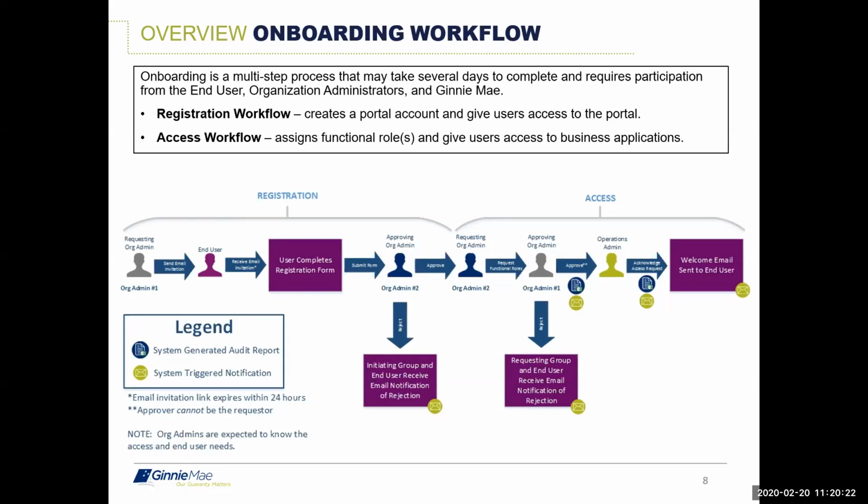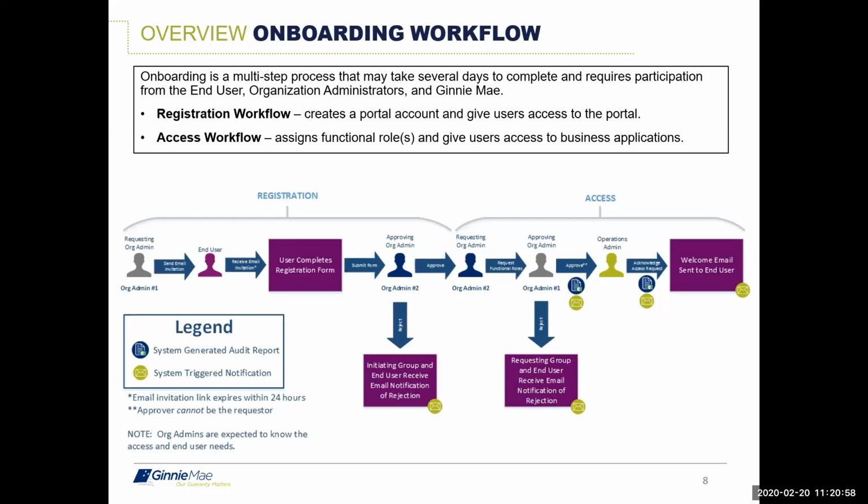Now, a second organization administrator, meaning not the person who requested the access, not the person who sent the registration invitation, would then reject or approve that request. If there's a problem with the form or something was completed incorrectly, they may reject it. However, if everything looks clean, they're going to pass it right on through and approve that registration invitation. Then that organization administrator will immediately proceed to requesting a functional role or functional roles for that particular user.